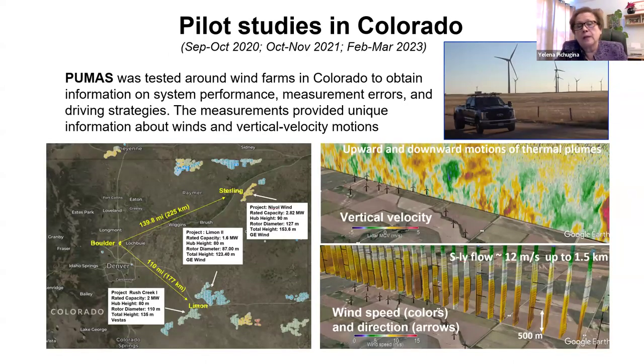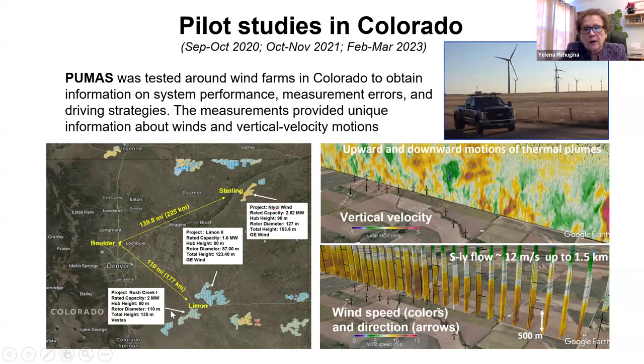Here's an example of some tests in Colorado that we did several times, obtaining information on system performance, as I said already, measurement errors and driving strategies. In this map, you can see where we were driving. So Boulder is here. Sometimes we went to Sterling. It's 225 kilometers from Boulder, or to Lyman.